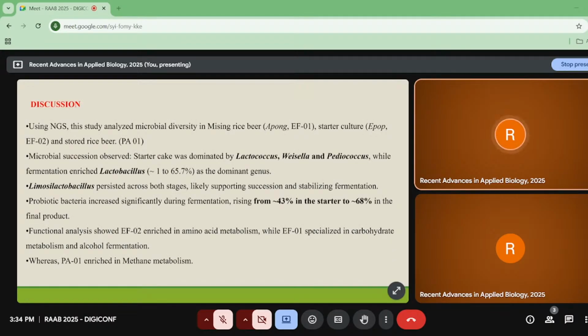So using NGS technology, we sampled and sequenced the rice beer, the starter culture and EF1. We observed that the starter culture is dominated by Lactobacillus, and the final product comes to around 65% Lactobacillus. Among the other genera, Lactobacillus is consistent in both the starter culture and the final product. And the probioticness between EF1 and EF2 rises from 43 to 68%.